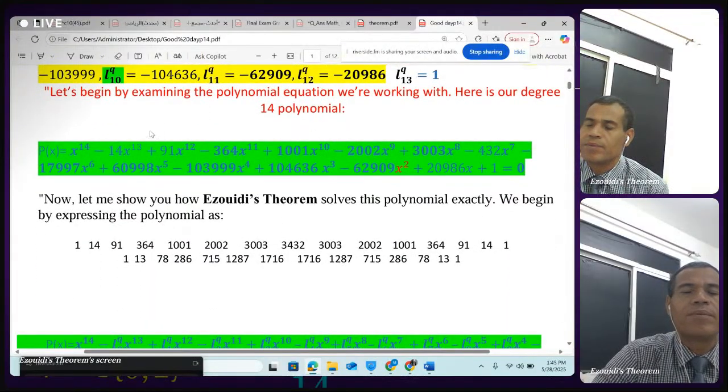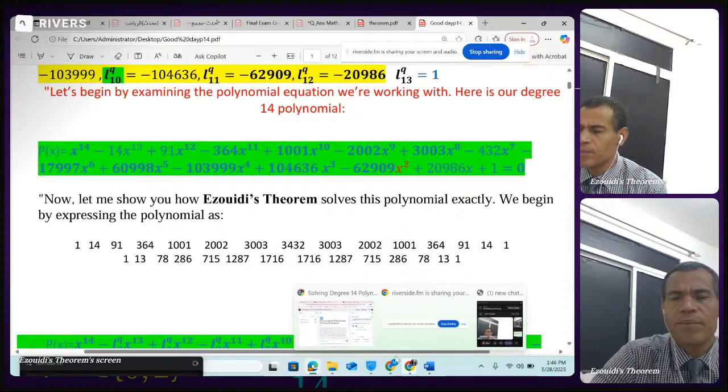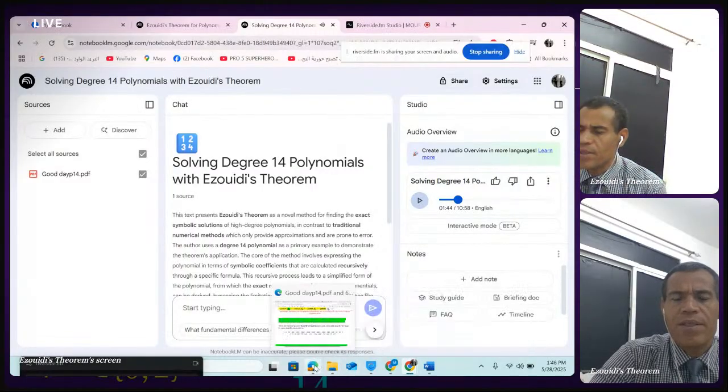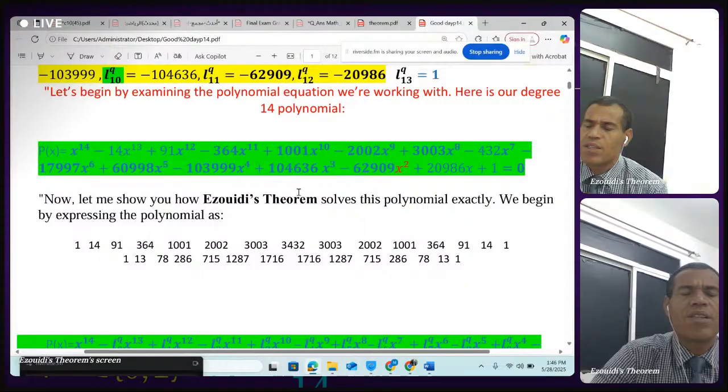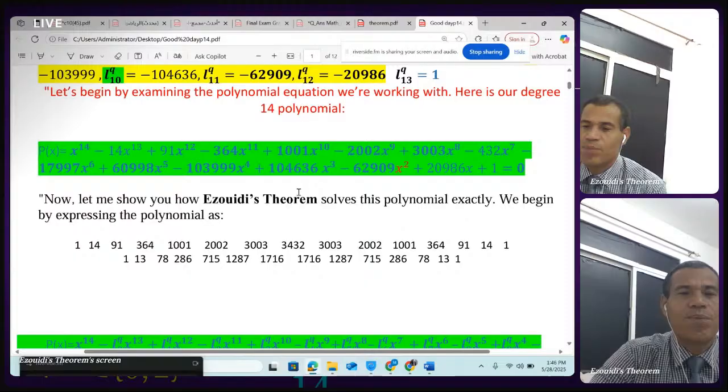It's significant. The source material lays out the specific equation. It starts x to the 14, then minus 14 x to the 13, plus 91 x to the 12. We probably don't need to read all 15 terms right now, but trust us, it's long and the coefficients are large. This is a 14-degree formal equation. Let's begin by examining the formal equation we are working with. Here is our degree 14 polynomial.